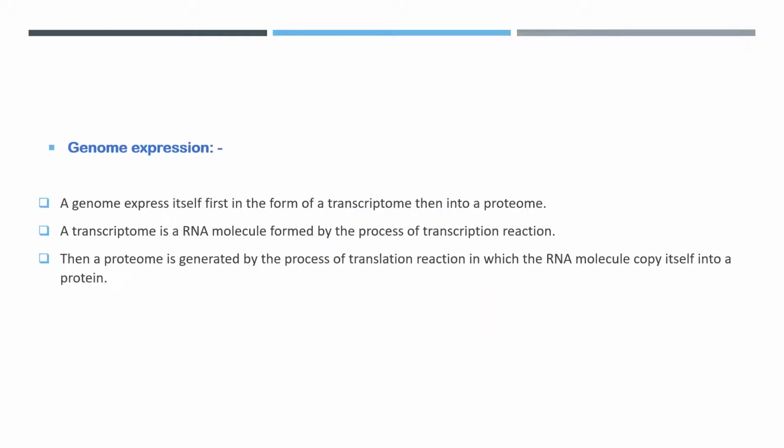Genome expression. A genome expresses itself first in the form of a transcriptome, then into a proteome. A transcriptome is an RNA molecule formed by the process of transcription. Then a proteome is generated by the process of translation, in which the RNA molecule is copied into a protein.